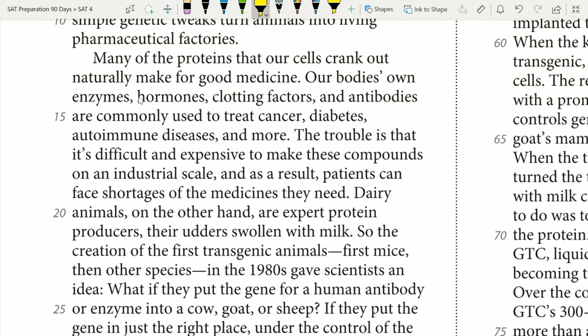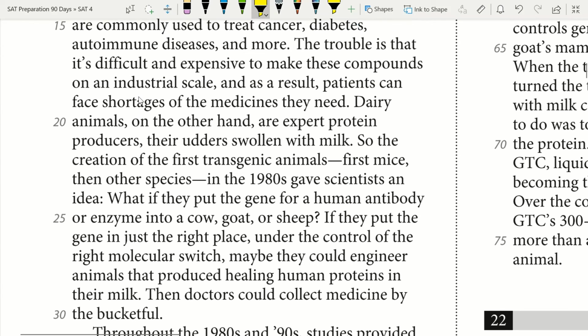Many of the proteins that our cells crank out naturally make for good medicine. Our body's own enzymes, hormones, clotting factors, and antibodies are commonly used to treat cancer, diabetes, autoimmune disease, and more. The trouble is that it's difficult and expensive to make these compounds on an industrial scale, and as a result, patients can face shortages of the medicines that they need.